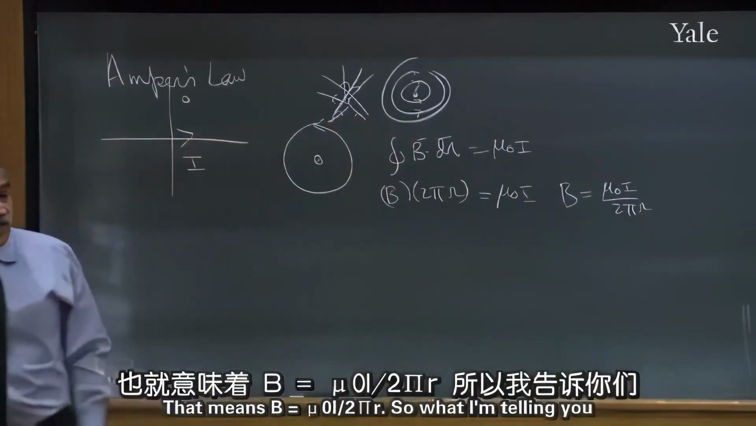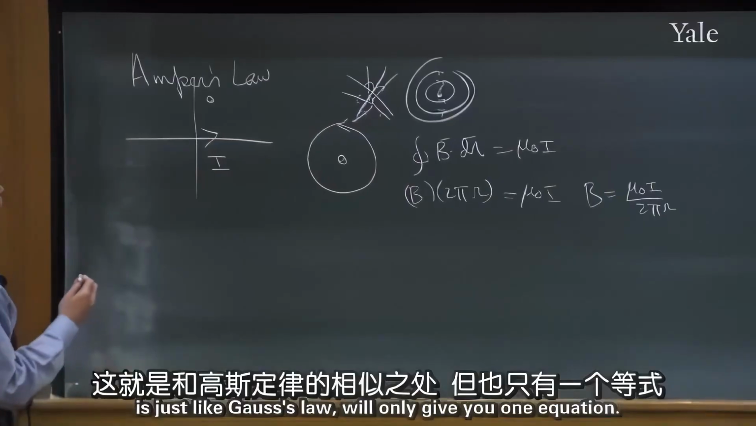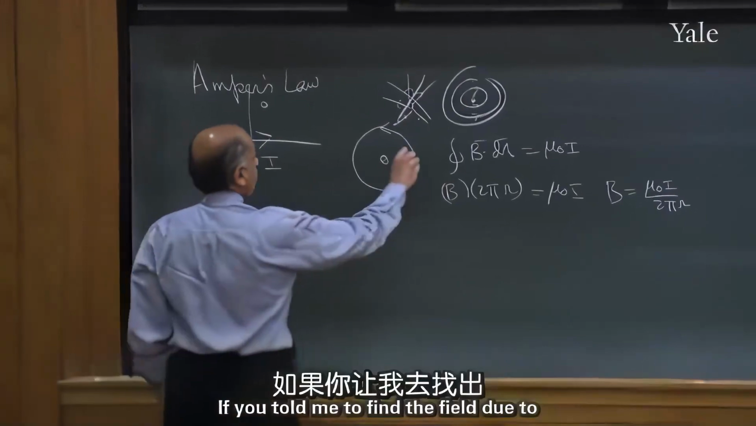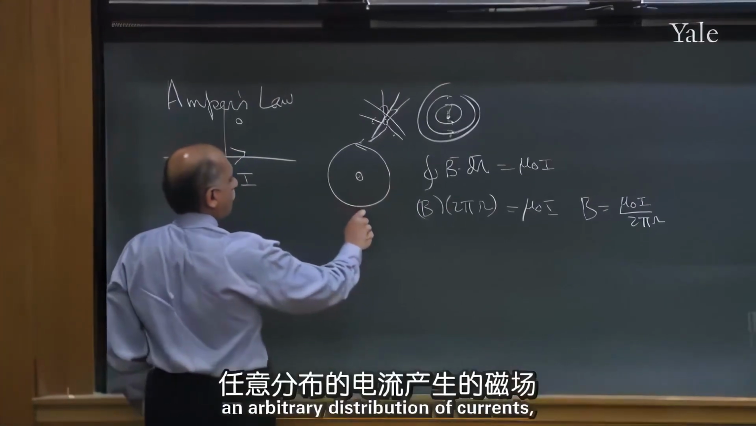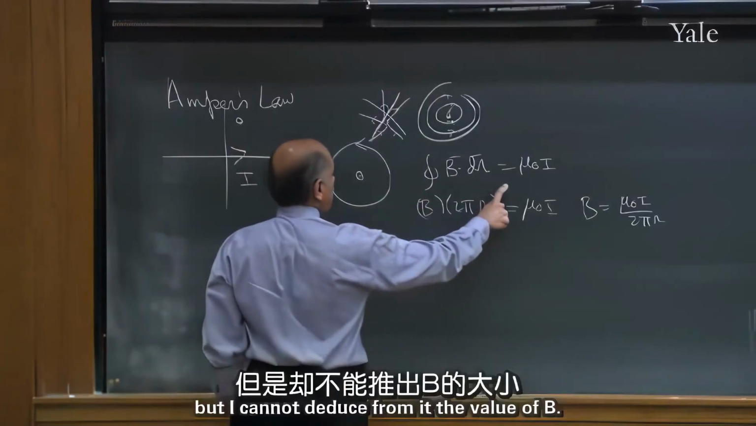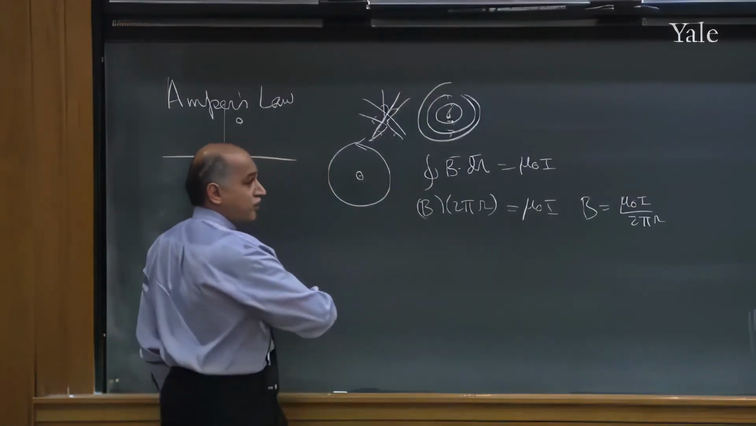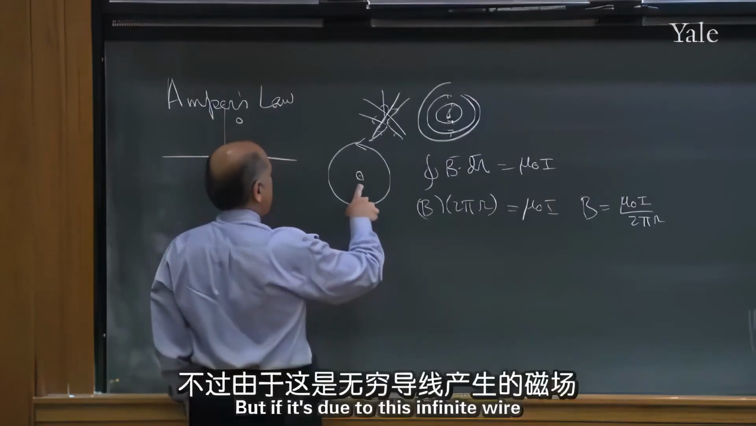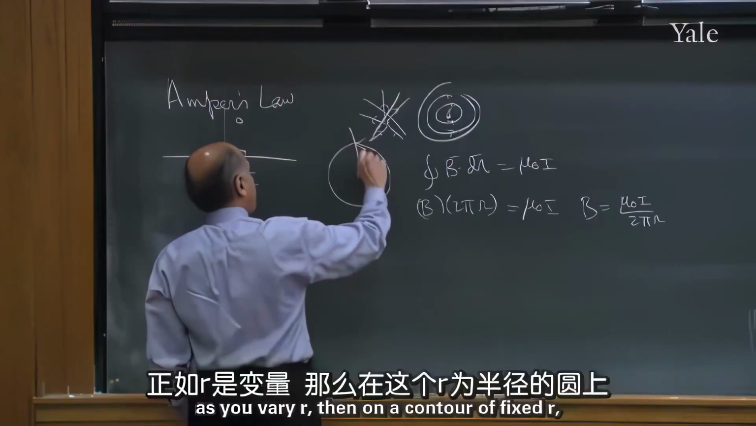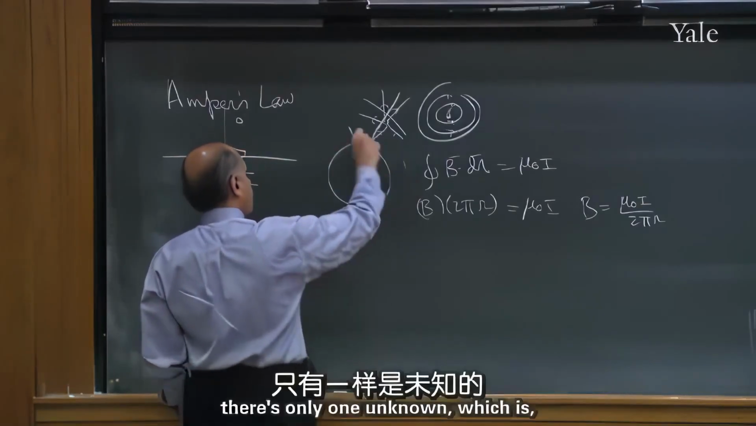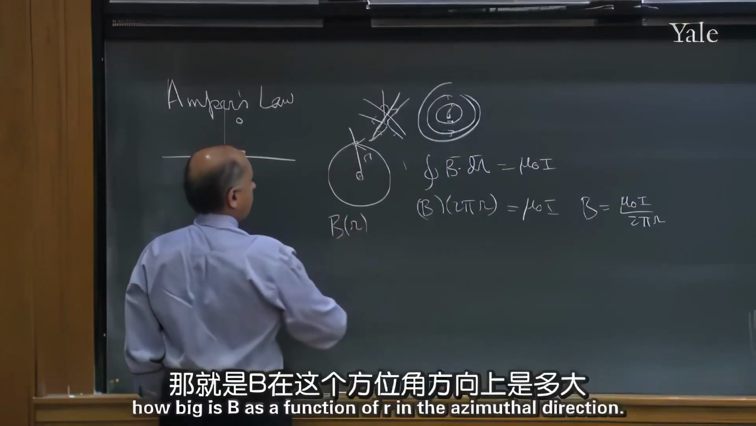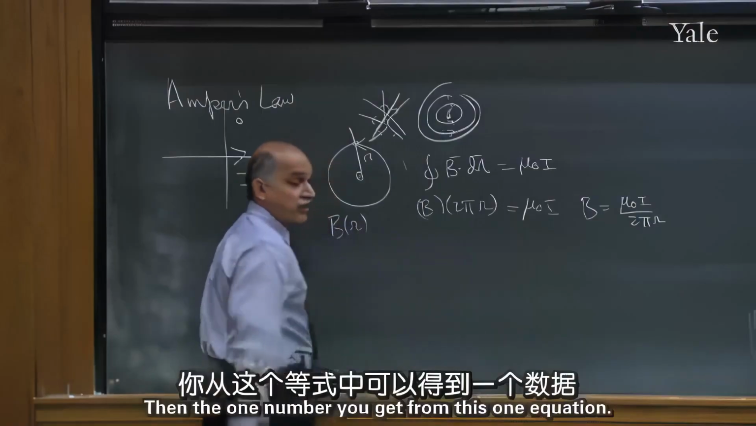So what I'm telling you is, just like Gauss's law, this will only give you one equation. If you told me to find the field due to an arbitrary distribution of currents, I can still write this true statement, but I cannot deduce from it the value of B. But if it's due to this infinite wire and you've got enough symmetries and the only thing you don't know is the magnitude of B as you vary R, then on a contour of fixed R, there's only one unknown, which is how big is B as a function of R in the azimuthal direction. Then you get that one number from this one equation.